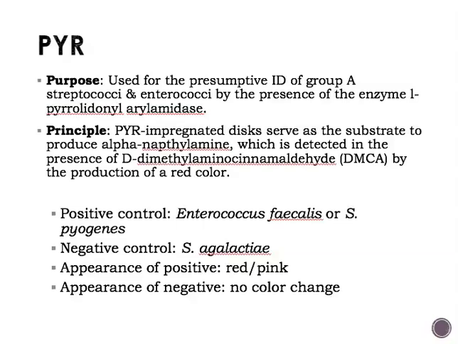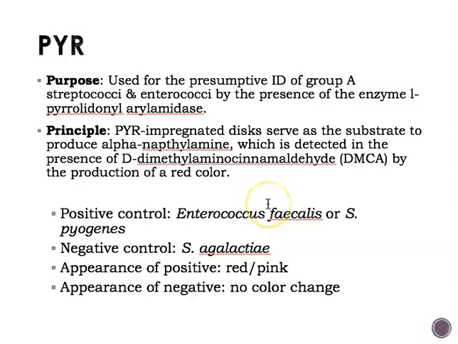Okay, and the last test that we're going to mention that we would perform on strep species is the PYR. We use this for presumptive identification of group A strep and/or Enterococcus. Both organisms are positive. The principle, again, is a little disc test. Impregnated discs serve as the substrate to produce alpha-naphthylamine, which is detected in the presence of DMCA by the production of a red color.